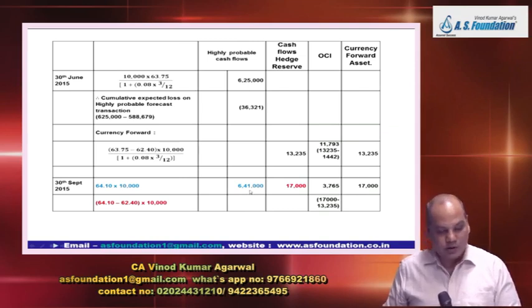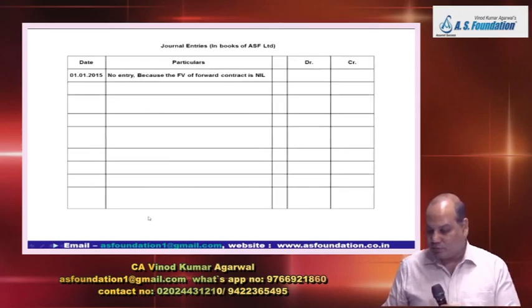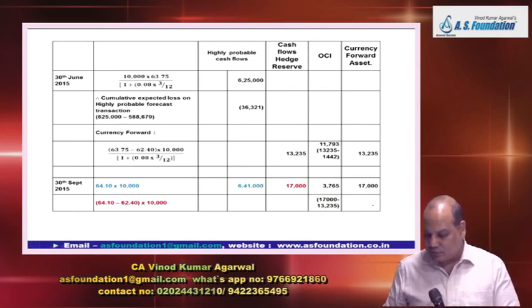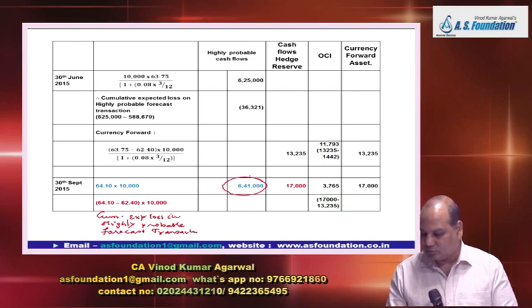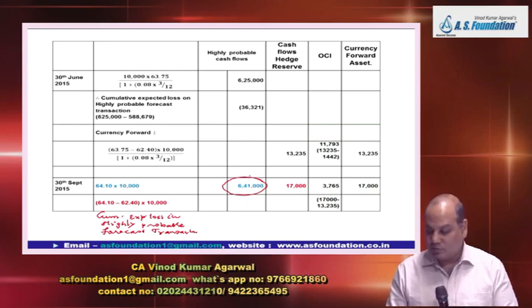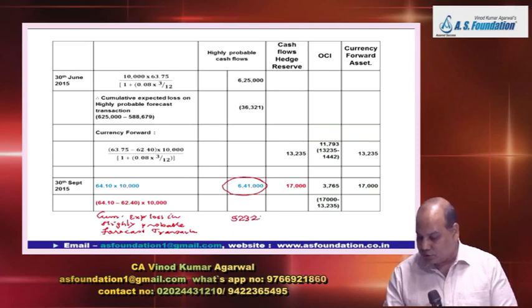One more thing, I have to calculate the cumulative change in the highly probable forecast transaction. It will be 6,41,000 minus 588,679. So just write here, which I have not written, cumulative expected loss or change in highly probable forecast transaction. Take this number 6,41,000 minus the first number 588,679. How much is that? 52,321 loss, and this 17,000 is the gain.